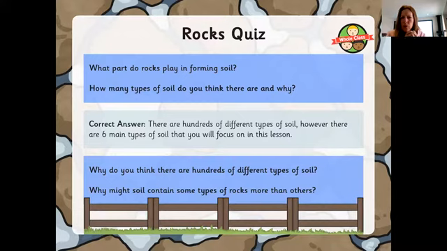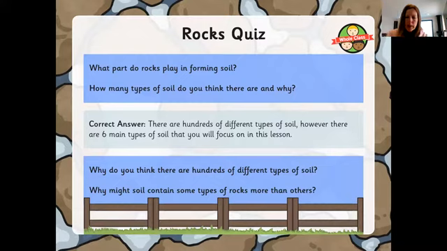And why might soil contain some types of rocks more than others? So what are we thinking about that? Why do you think there are hundreds of different types of soil? Well, remember, part of the process is the different types of rock being eroded down. So depending upon what rock is in a certain location and how much that is worn down will determine what type of soil we're going to get. So that's a really important part of why we get hundreds of different types of soil.